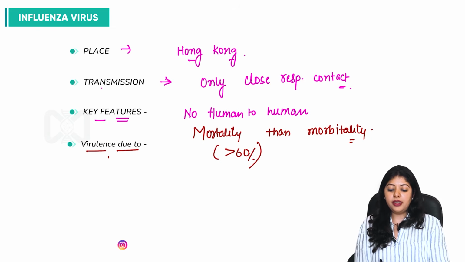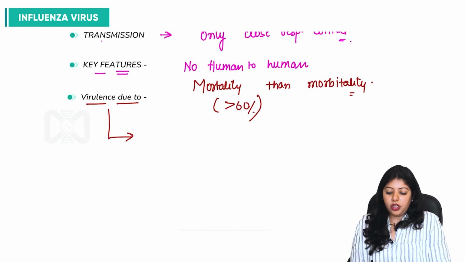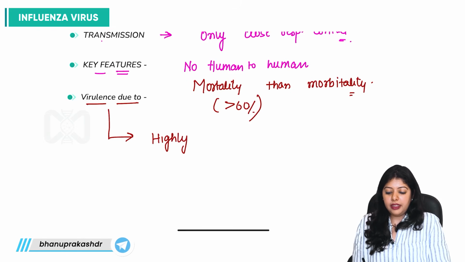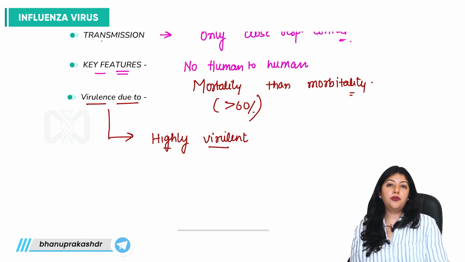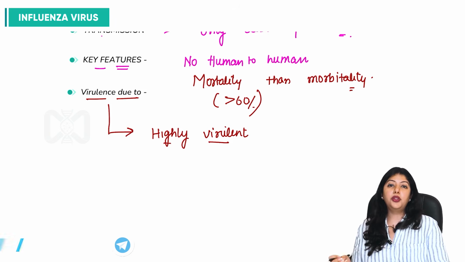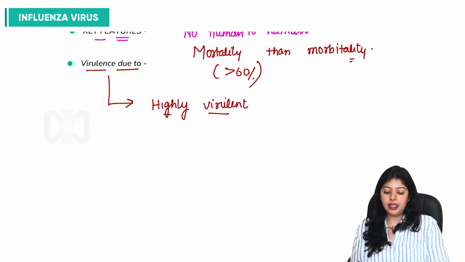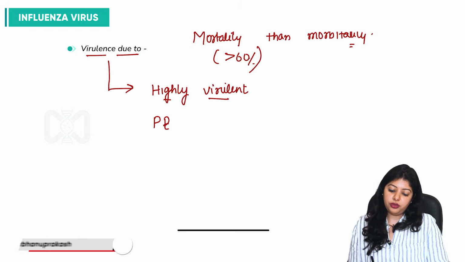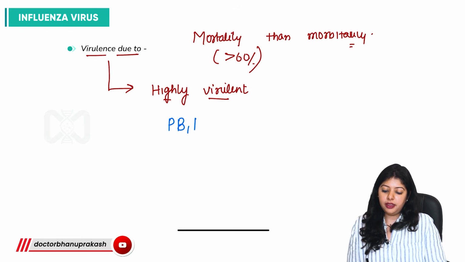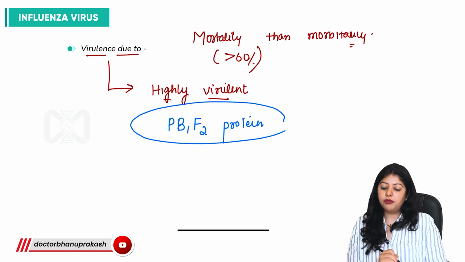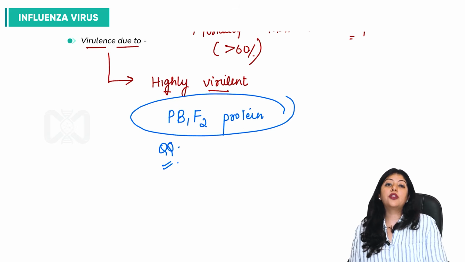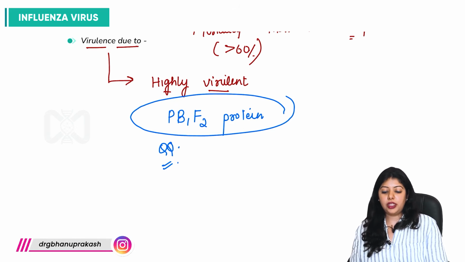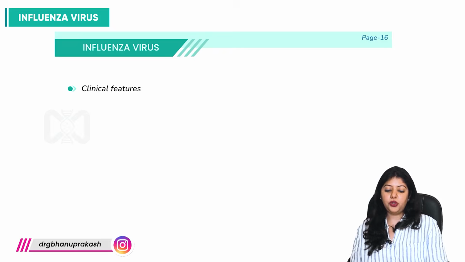And what was the virulence associated with? This was a highly virulent strain because of higher mortality. And what is this important feature which led to this higher virulence and more mortality? It was, this is important, the PB1-F2 protein. This protein was responsible for higher virulence and higher mortality when we spoke about the H5N1 avian flu strain. So this is what you need to know from this particular strain.